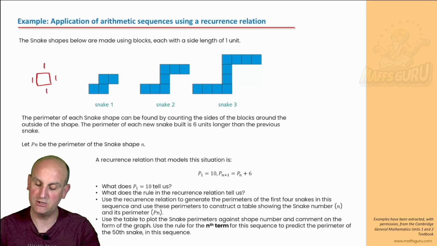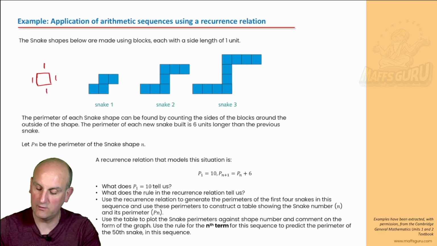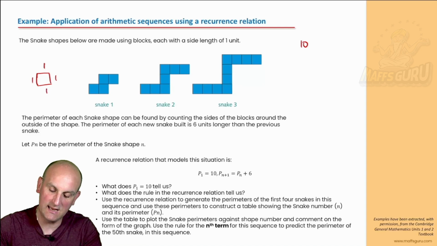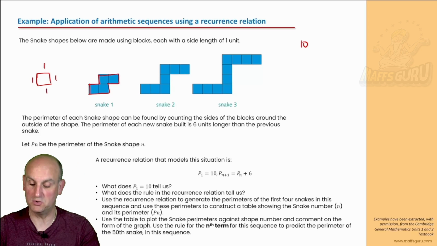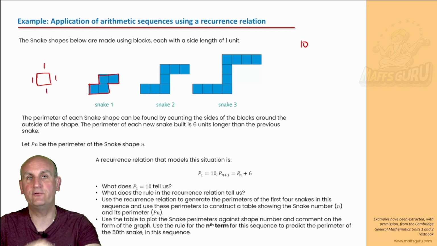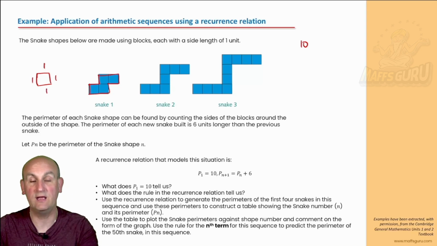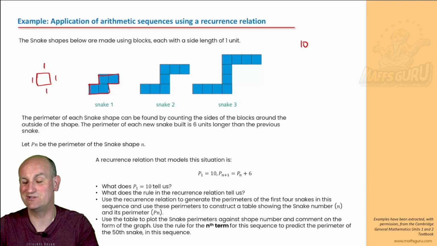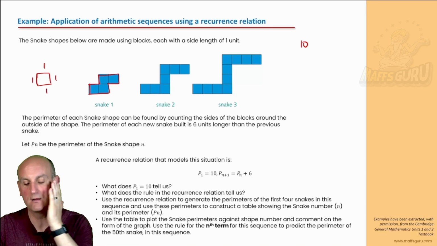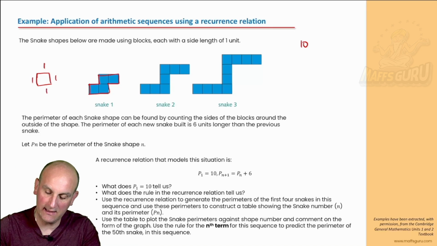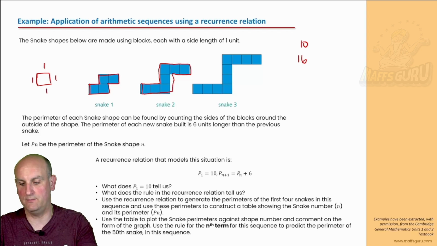A recurrence relationship that models that is given by, right, so what do we have here? P1 equals 10. That's my first term. So let's just check. Is the perimeter of my first shape 10? 1, 2, 3, 4, 5, 6, 7, 8, 9, 10. Oh, it is. Ka-ching. Pn plus 1: to get to my next snake, I am going to take my previous snake and add 6. Why am I adding 6? I just want to check that. 1, 2, 3, up to 16. Oh my goodness, there we go. And I guess if I did snake 3, it'd be exactly the same thing.